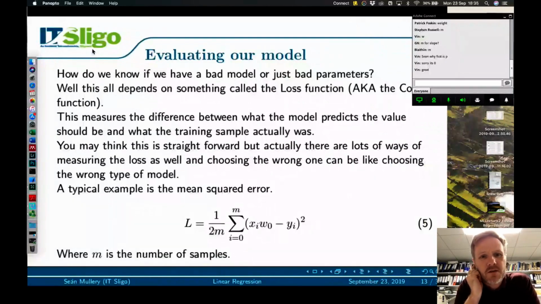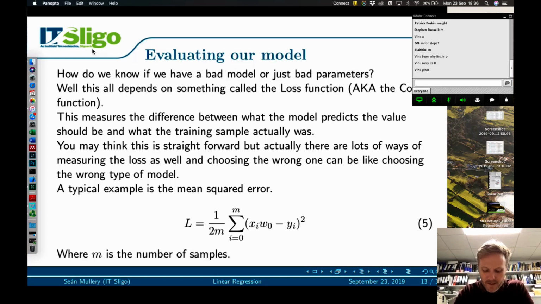You may think this is straightforward, but actually there are lots of ways of measuring the loss as well, and choosing the wrong one can be like choosing the wrong type of model. Okay, so we really only just moved the problem on a bit, rather than solving the problem. A typical example, though, is the mean squared error, and this is one we use a lot, so it's usually a good place to start, unless you find some other reason to do it.